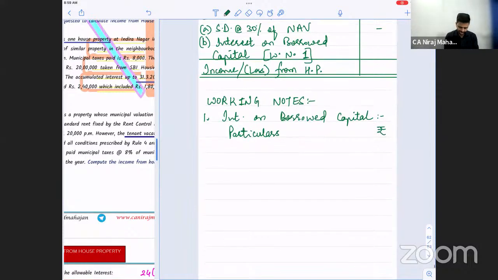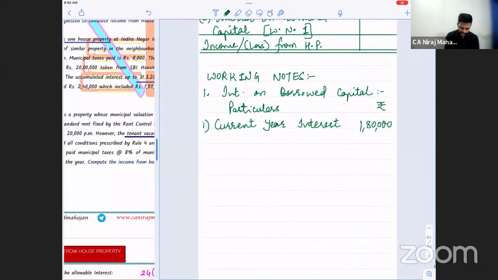Particulars, rupees. Generally, you'll have two types of interest. One is current year interest, another is pre-construction interest. I'm currently writing current year interest: one lakh 80,000 for the current year given to you. Current year, no problem. And second will be pre-construction period interest, given to you as 1,50,000.